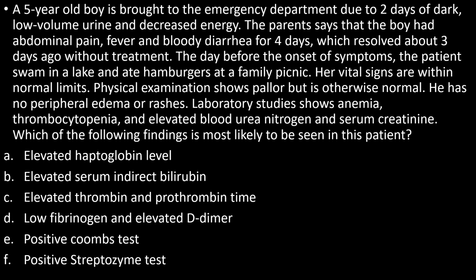Therefore, the answer to this question will be B, that is the elevated serum indirect bilirubin. There will be decreased haptoglobin levels in such cases, so the answer A is not appropriate. The bleeding time may also be increased due to the reduced number of platelets. However, other coagulation studies are normal as there are no clotting factor deficiencies or DIC associated with hemolytic uremic syndrome, and therefore the choices C and D are also not appropriate.